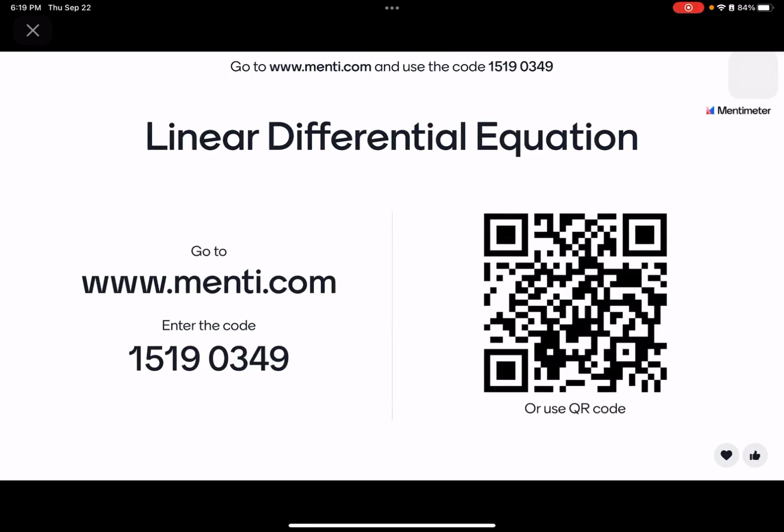This feedback is mostly two questions about the linear differential equation. I hope you still remember the integrating factor, how to find the solutions of the linear differential equation.